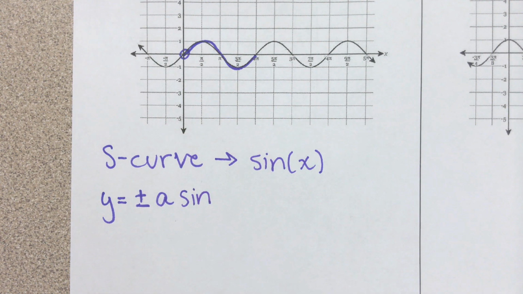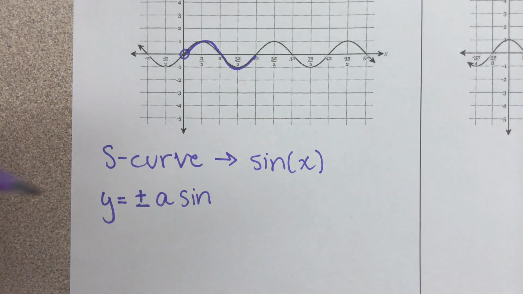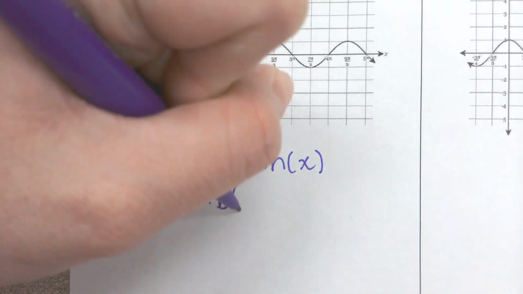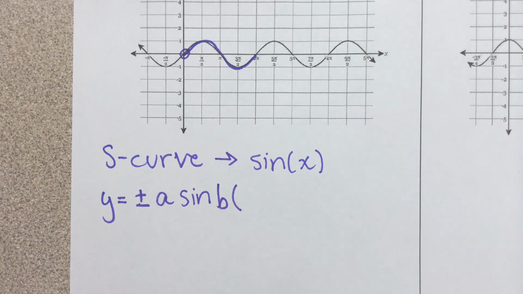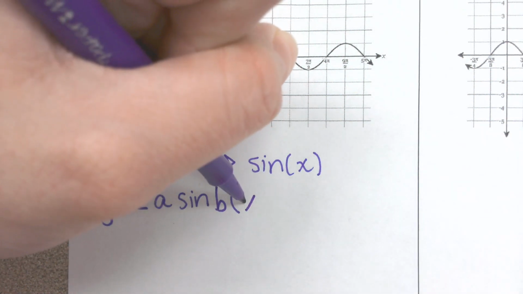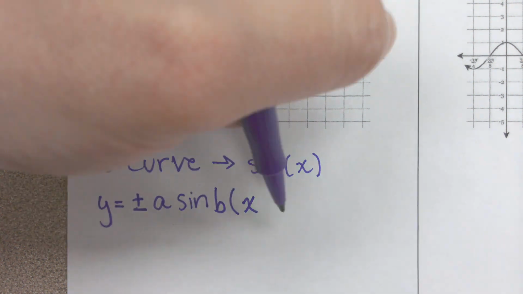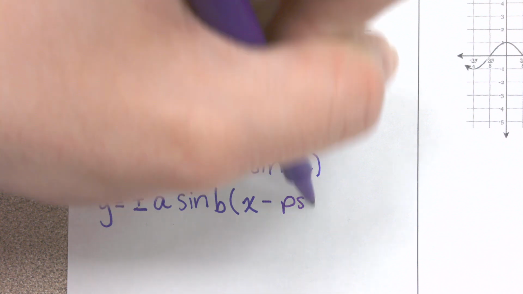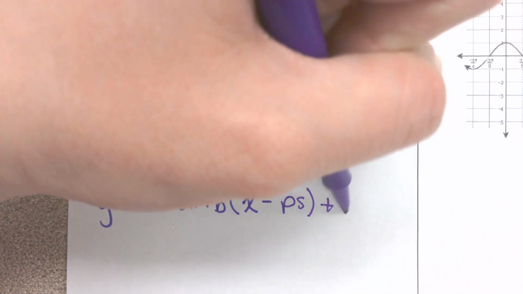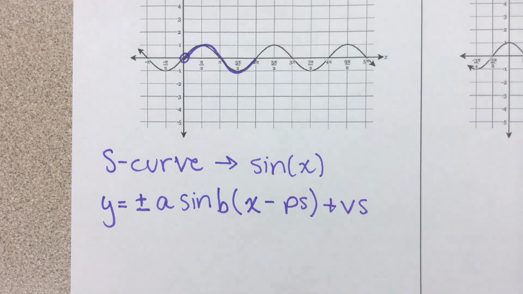Here's the biggest difference between the previous equation and this one. B is outside of the parentheses this time. X. For these problems, we don't use C and D. We use phase shift and vertical shift. So it's X minus PS for phase shift, plus VS, vertical shift, at the end.